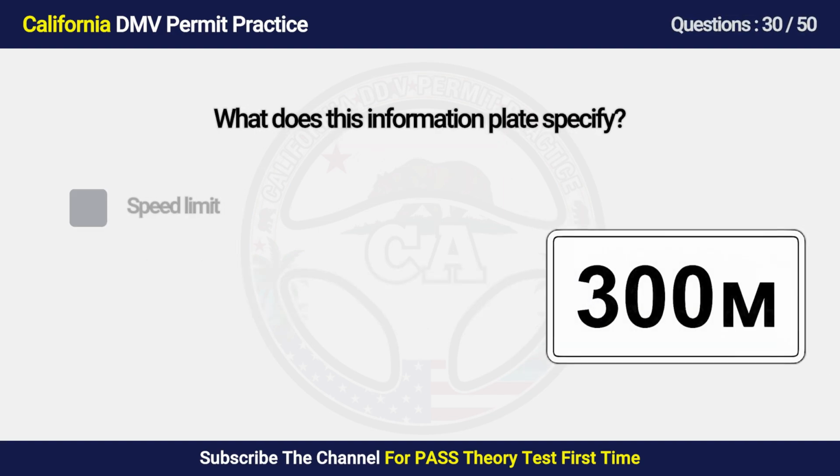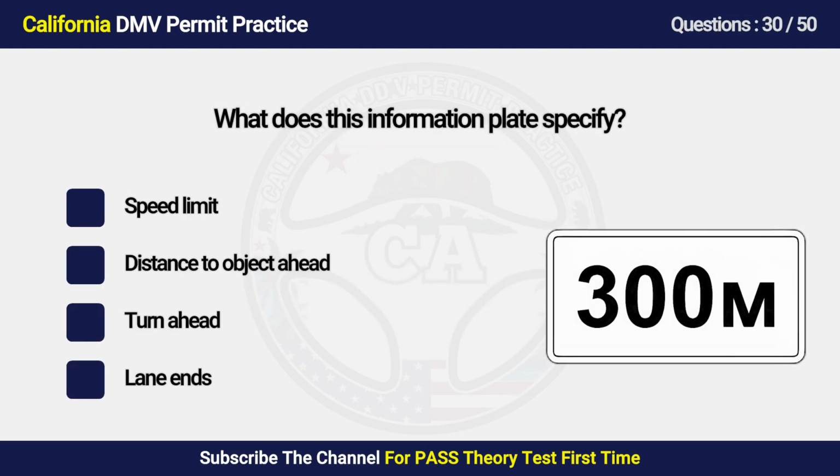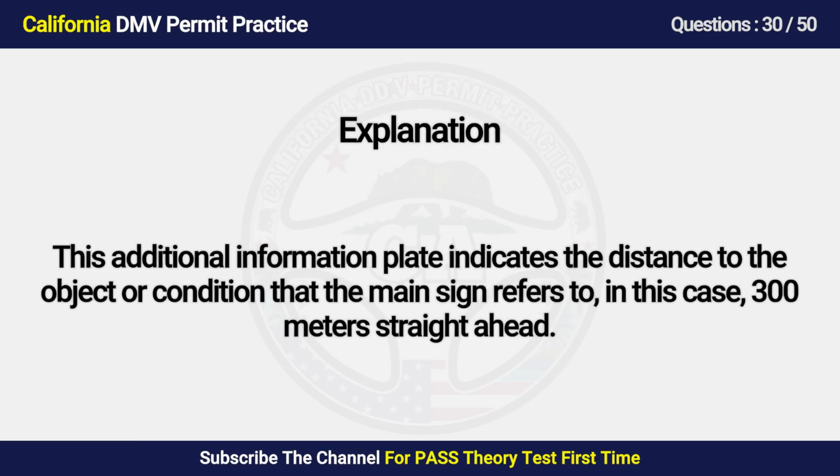Question 30. What does this information plate specify? A, speed limit, B, distance to object ahead, C, turn ahead, D, lane ends. Answer is B, distance to object ahead. This additional information plate indicates the distance to the object or condition that the main sign refers to. In this case, 300 meters straight ahead.